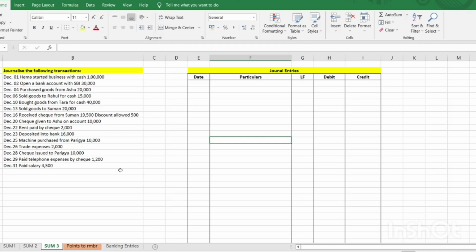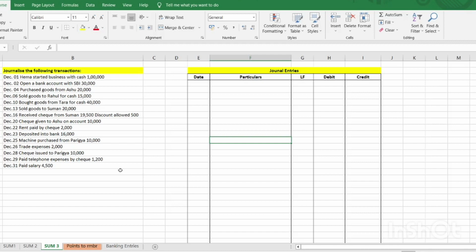December 20, check given to Ashu on account, rupees 10,000. December 22, rent paid by check, 2,000. December 23, deposited into bank, 16,000. December 25, machine purchased from Pragya, 10,000. December 26, trade expenses, 2,000. December 28, check issued to Pragya, 10,000. December 29, paid telephone expenses by check, 1,200. And last, December 31, paid salary, 4,500.